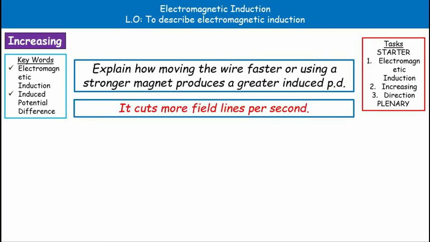So what we need as our answer for this one is just the statement that it cuts more field lines per second. So if we move our wire faster, then obviously it's going to cut more field lines in that time frame. And if we use a stronger magnet, there's more field lines there, so the same motion means more field lines are cut. So it comes down to the same thing, we cut more field lines per second. Give yourself a tick if you got that right.